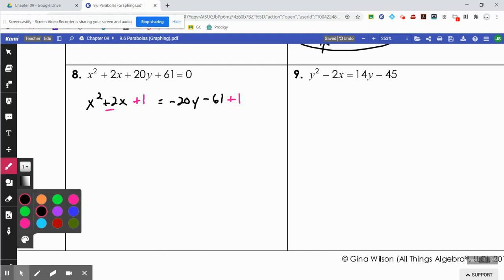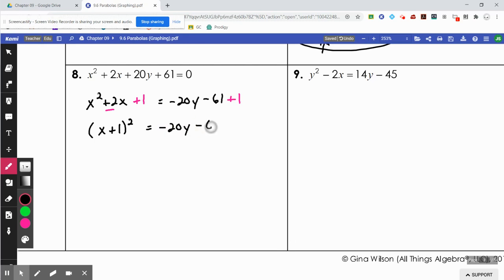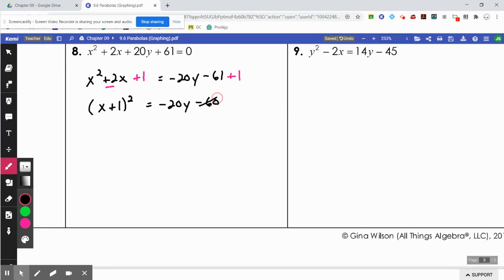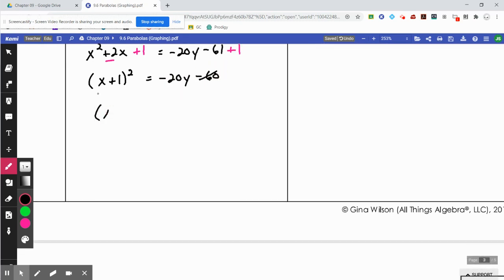So let's go ahead and factor it now. This is going to factor into x plus 1 times itself is equal to negative 20y and a negative 60. Let's go ahead and move that minus 60 back over, and I have now (x plus 1) squared plus 60 is equal to negative 20y.